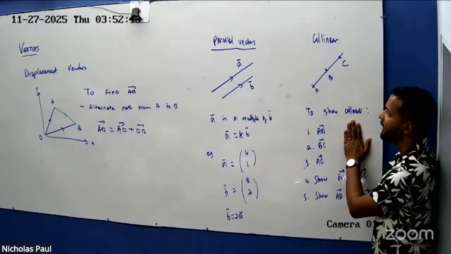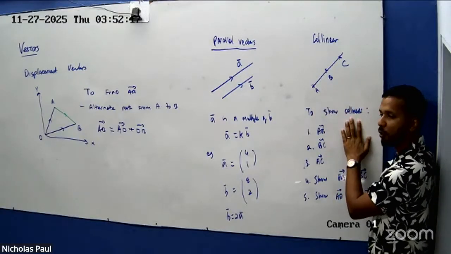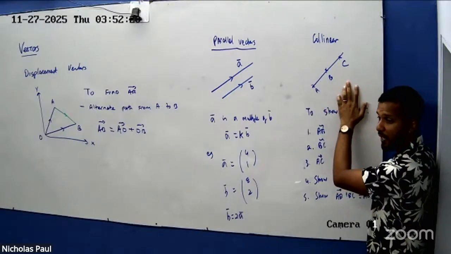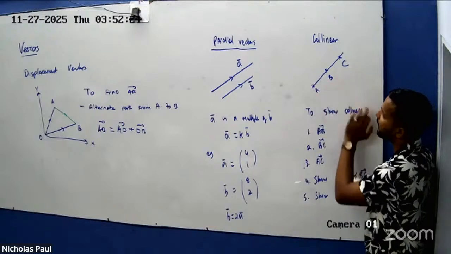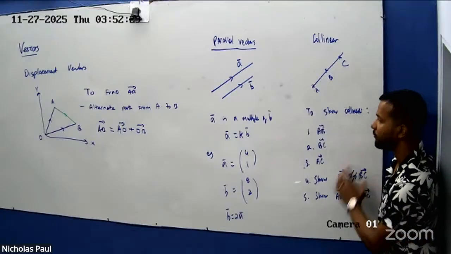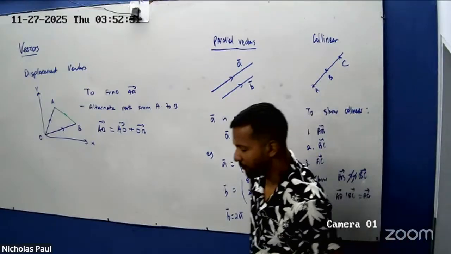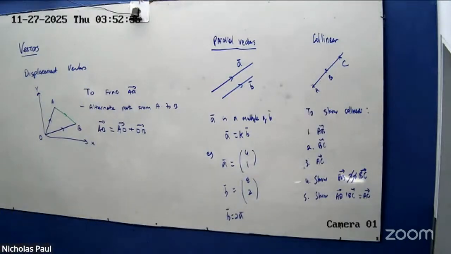So collinear, they will show that these 3 points are collinear. Collinear means they're on a straight line, right? So you have to find AB, find BC, show that they're parallel, and then show when you add them up, they get AC. All right, so we're gonna do 1 or 2 of these, and then let's do some revision, right? What's the hardest thing? Pick out the hard ones, right?